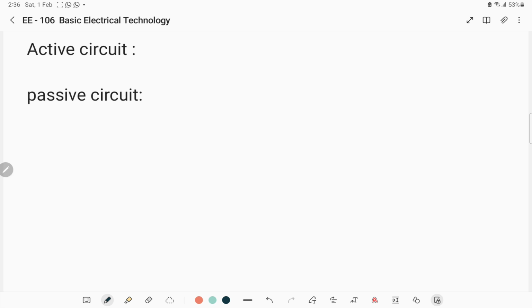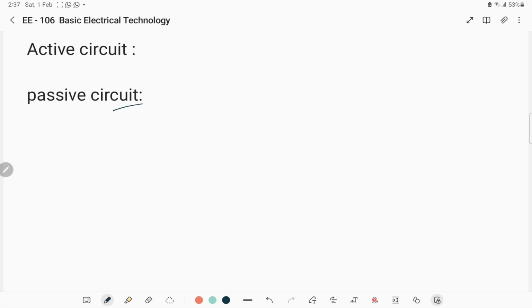Passive elements means energy consuming elements. Resistors, inductor and capacitor are also passive, even though pure inductor and pure capacitor never dissipate energy, they will store energy. These elements are passive because they cannot produce any energy or power on their own. The elements which cannot generate power or energy on their own are defined as passive elements, and circuit with only passive elements is called as passive circuit.